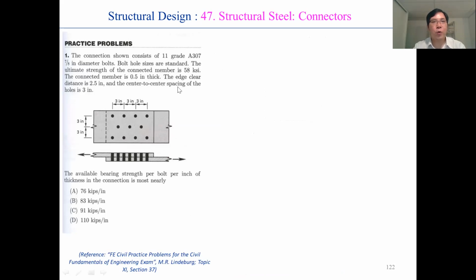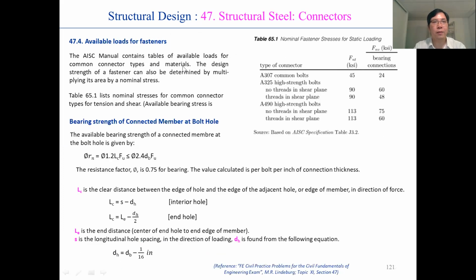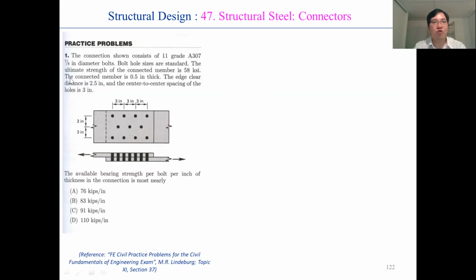The connection shall consist of 11 grade A307 bolts, 7/8 in diameter. Both hole sizes are standard. The ultimate strength of the connected member is 58 ksi. The connected member is 0.5 in thick.